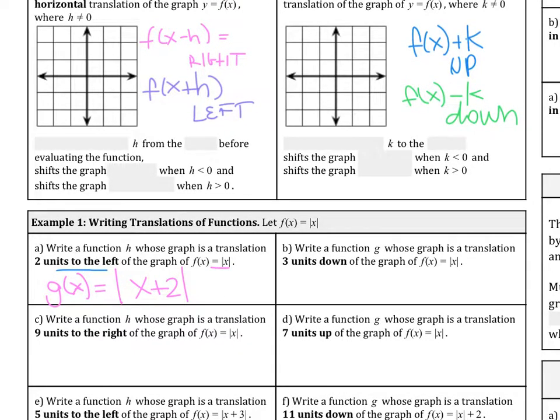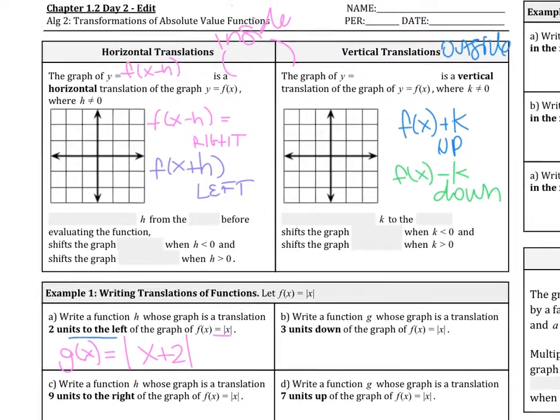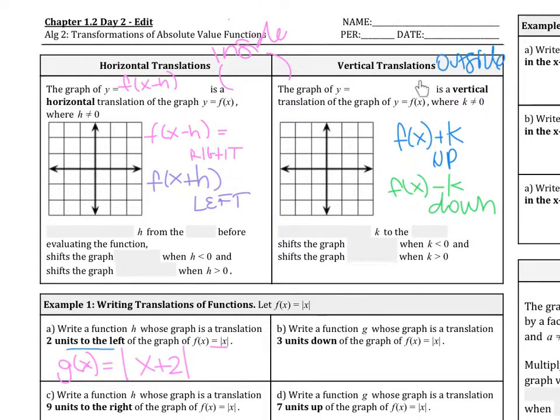Next example: write a function g whose graph is a translation 3 units down. If we're going up or down, we're looking at our vertical translation, and it has to do with adding or subtracting on the outside. So 3 units down means we're going to subtract a value at the end. We'll write g of x equals absolute value of x minus 3. So anything that's horizontal, left or right, you're doing something to the inside, and it's opposite signs. If you're going up or down, you're just adding or subtracting at the end. Subtracting is down, and adding is up.